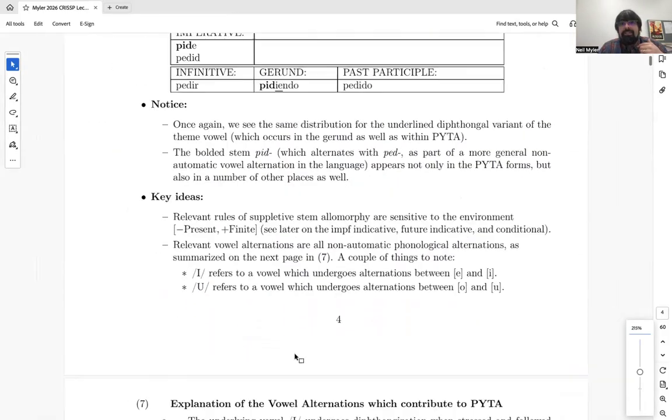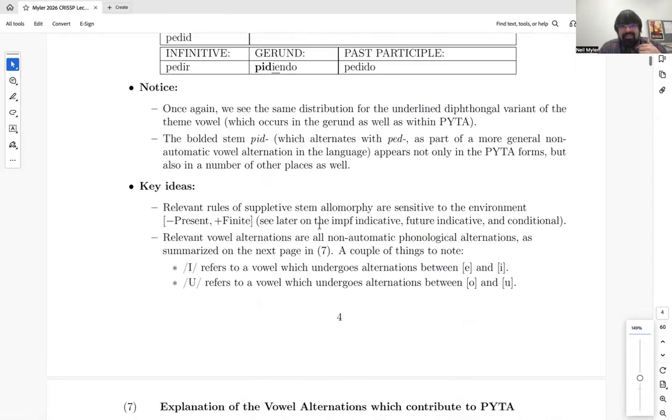So the relevant rules of suppletive stem allomorphy, these are the key ideas at the bottom of page 4, are sensitive to the environment minus present plus finite. So it's finite non-present tenses that are at issue here. The imperfect indicative, the future indicative, and the conditional would seem to fall under that characterization, but don't participate in the PYTA morpheme. But there'll be an explanation for that. But the crucial thing is that the things that the suppletive cells have in common are those features, right?